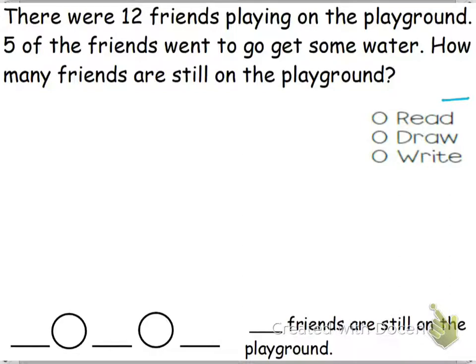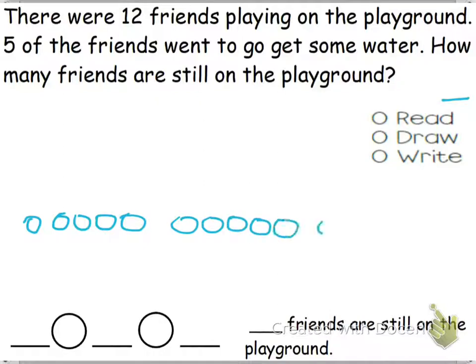So now we're going to chunk it, which means read a little, draw a little, read a little, draw a little. So it says there were 12 friends playing on the playground. Can we draw something? Well, of course we can. We can draw the 12 friends. So let's draw 12, 5, 6, 7, 8, 9, 10, 11, 12. This is my 12 friends. Now, what is this 12? Is it my part or my whole? Well, it is my whole. That's how many friends were on the playground. So I'm going to put the 12 at the top with an F for friends.